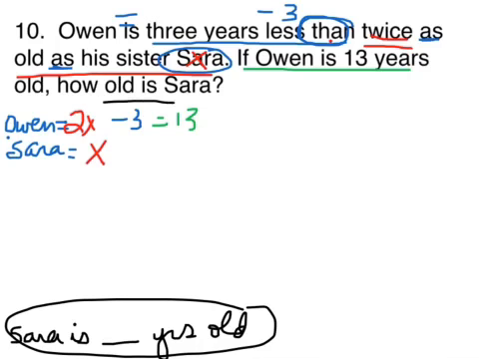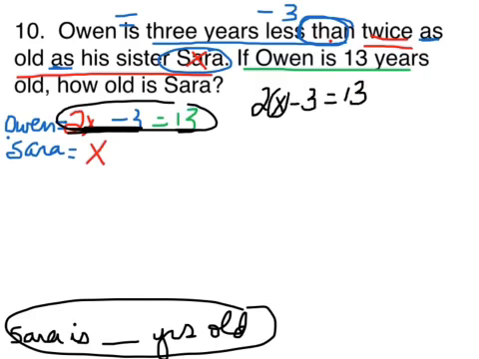Do you notice that right here you got an equation? You described Owen as 2X minus 3. You also described Owen as 13. Since those two things are describing the same thing, that's what it means to be equal. It means they're the same thing. So we could set them equal to each other and solve for X, and we'll find out Sarah's age.